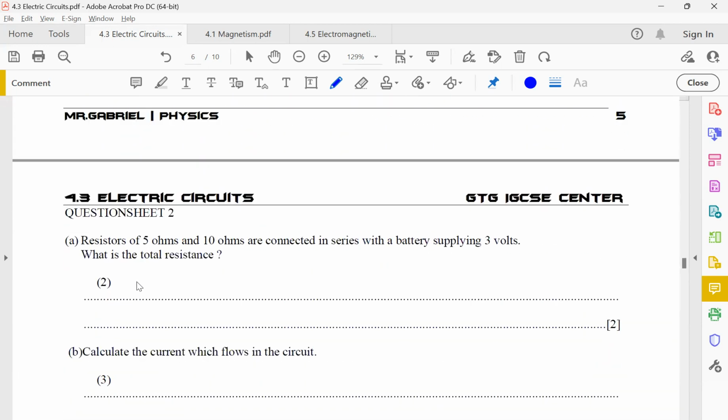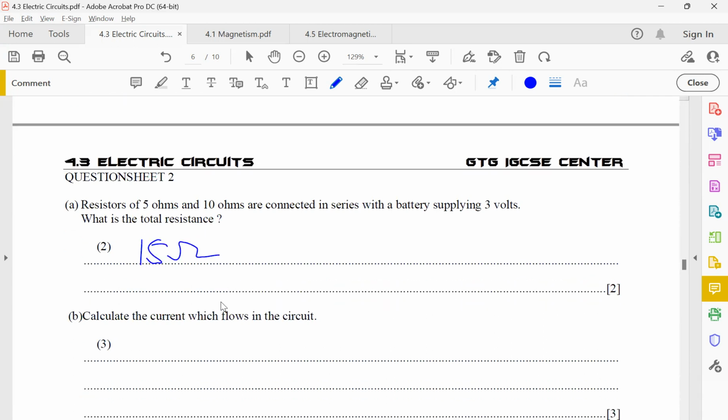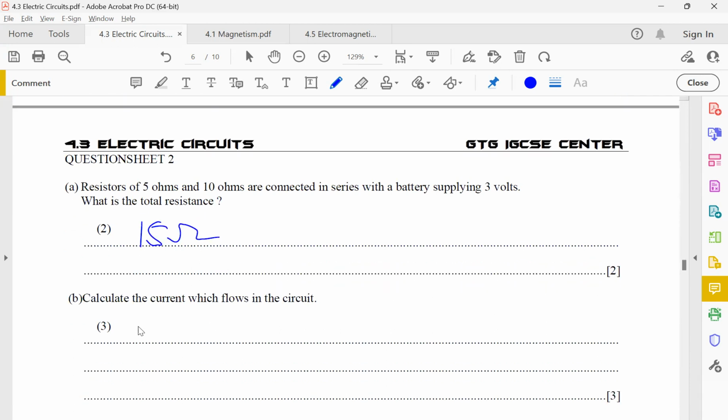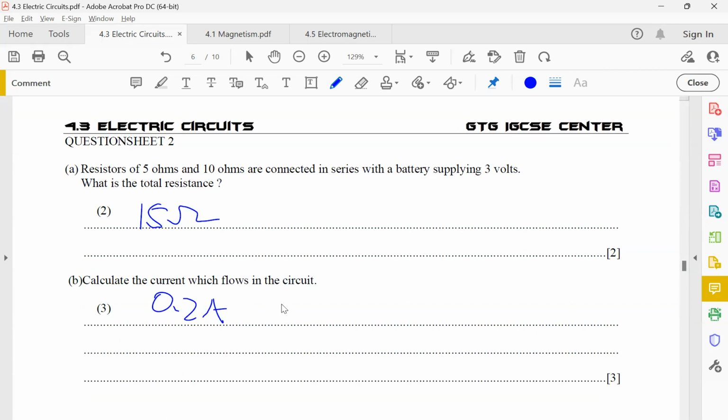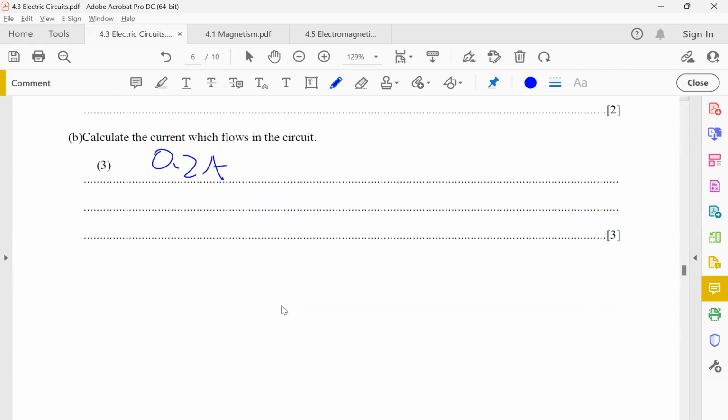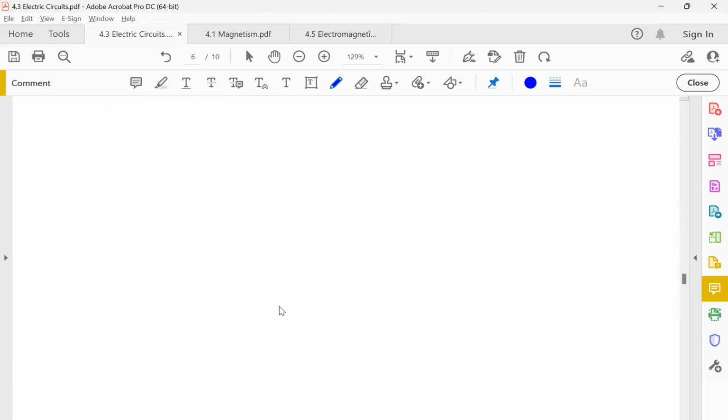And then this one here, what's the total resistance? 15 ohm, quite straightforward. Calculate the current which flows through is going to be 0.2 amperes. Right. Okay, next page.